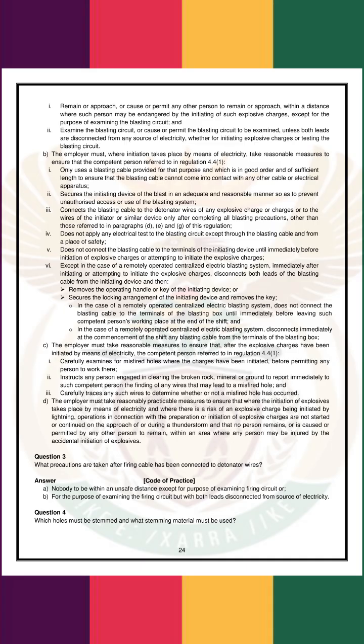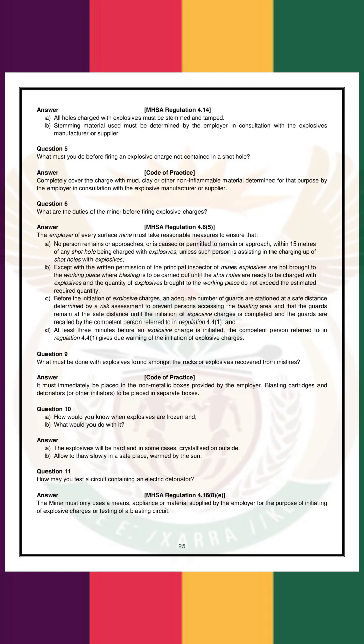Question 3. What precautions are taken after firing cable has been connected to detonator wires? A. Nobody to be within an unsafe distance, except for the purpose of examining the firing circuit, or B. For the purpose of examining the firing circuit, but with both leads disconnected from source of electricity. Question 4. Which holes must be stemmed and what stemming material must be used? A. All holes charged with explosives must be stemmed and tamped. B. Stemming material used must be determined by the employer in consultation with the explosives manufacturer or supplier.